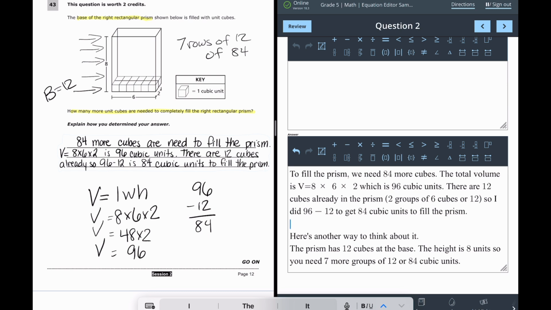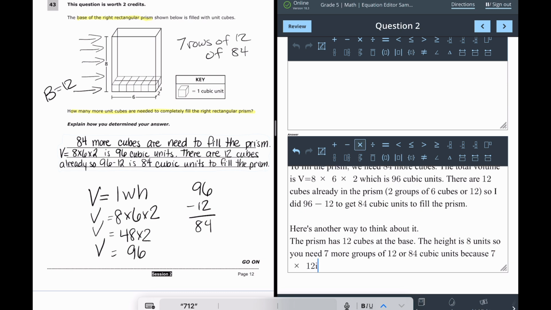Now, if I did it the other way, if you thought of it like rows, like I have 7 rows, then you could have written an answer like this. The prism has 12 cubes at the base. The height is 8 units, so you need 7 more groups of 12 or 84 cubic units. Because 7 times 12 is 84. So that's just another way you could have done it if you had thought about it the other way.